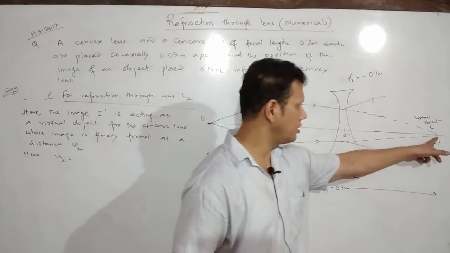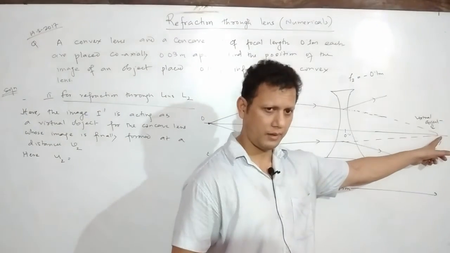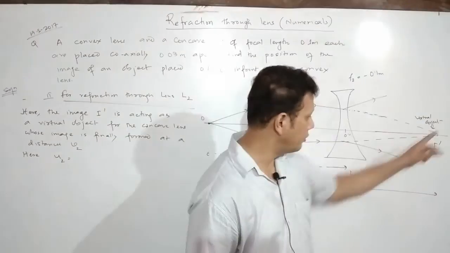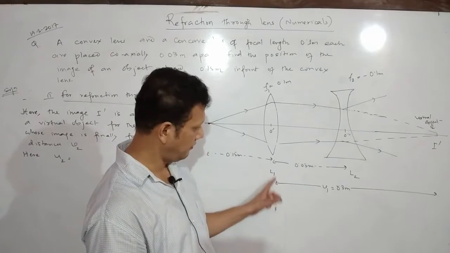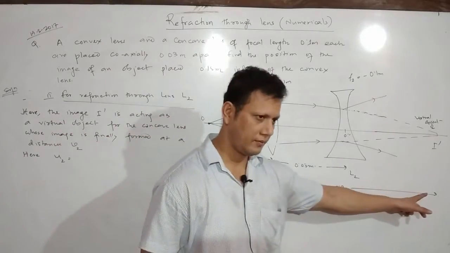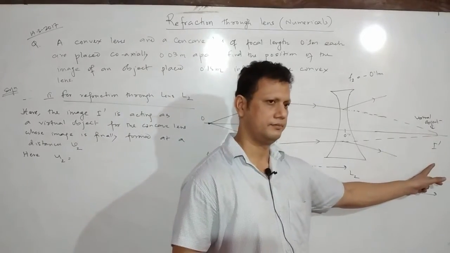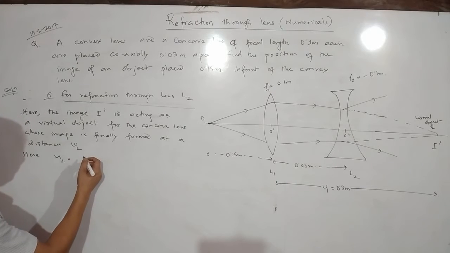So which will be the object distance for this lens? The object distance for this lens will be the measurement from here to here. And what is the measurement from here to here? To find that you have to subtract this much from this. If I subtract this from this, I get this. Right? So what will we write?